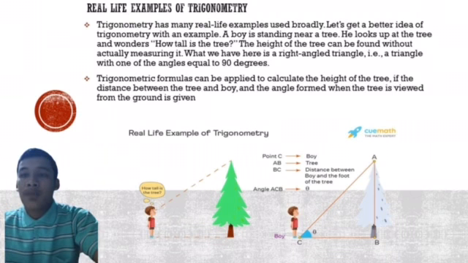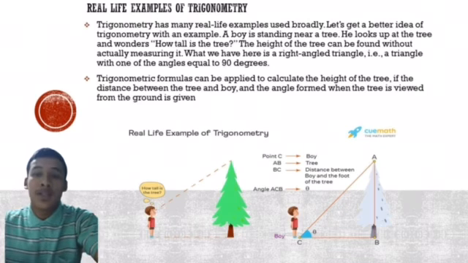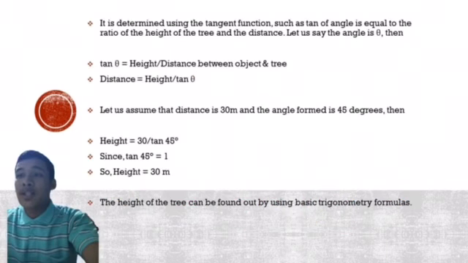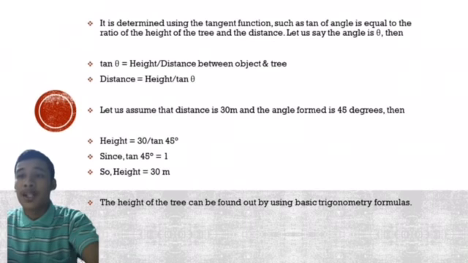Trigonometry formulas can be applied to calculate the height of the tree if the distance between the tree and the boy and the angle formed when the tree is viewed from the ground is given. It is determined using the tangent function, such that tan of the angle is equal to the ratio of the height of the tree and the distance. Let us say the angle is theta, then tan theta equals height per distance between object and tree. Distance equals height per tan theta.